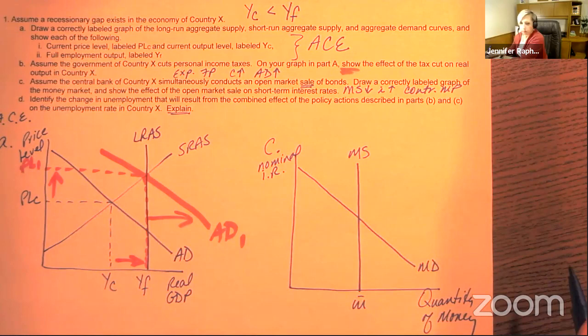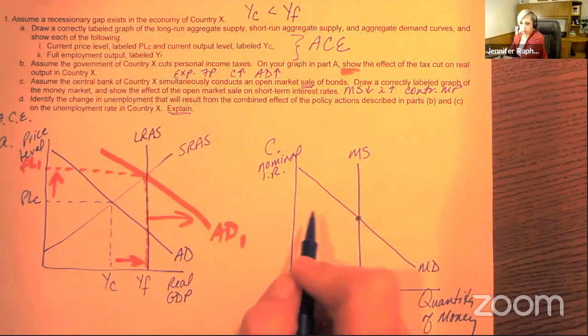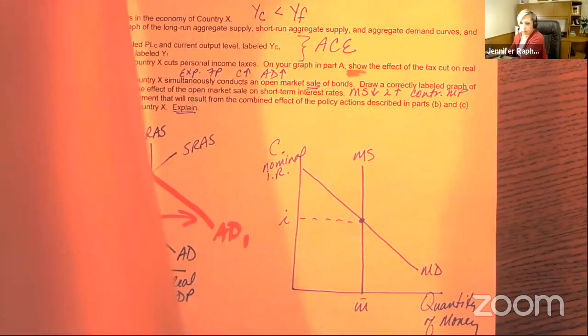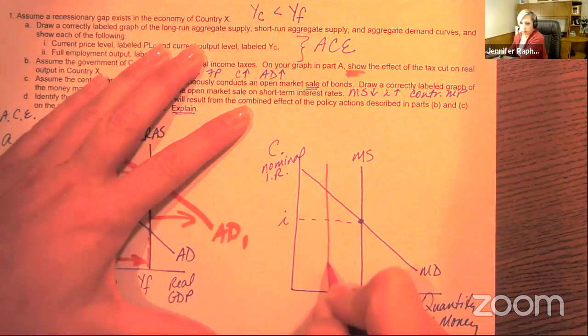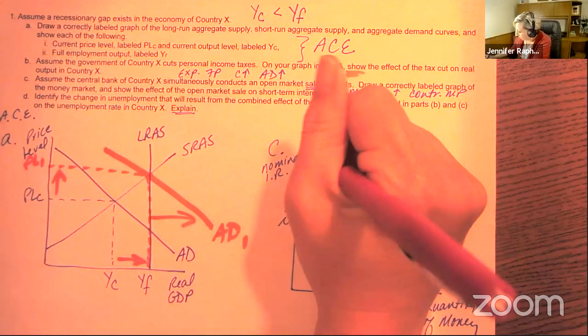So when the Fed conducts its contractionary policy, it's going to sell bonds, which makes the money supply smaller. So you can use that mnemonic device. There's another one to help you. A sale of Treasury securities, an open market sale of bonds makes the money supply smaller. The money supply is going to shift to the left. So we have a new equilibrium quantity of money and we have a new equilibrium nominal interest rate.